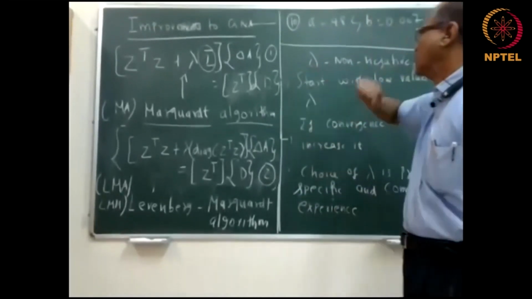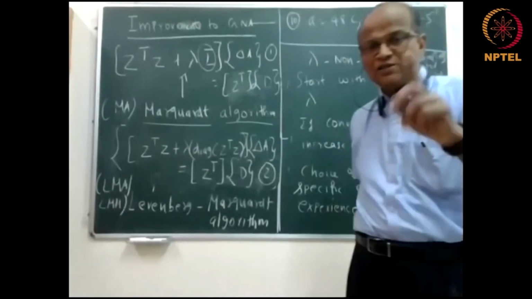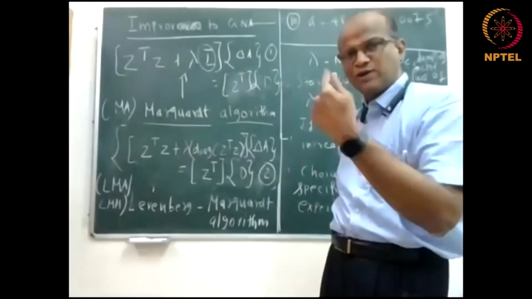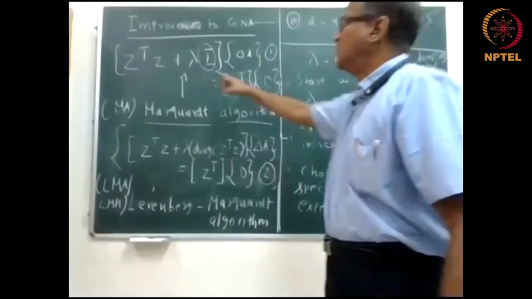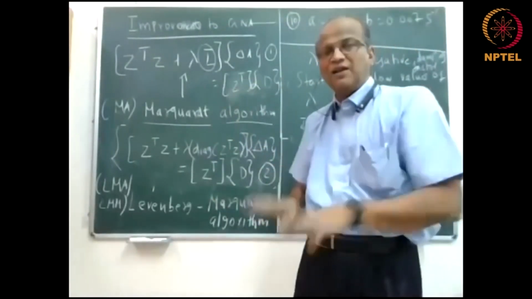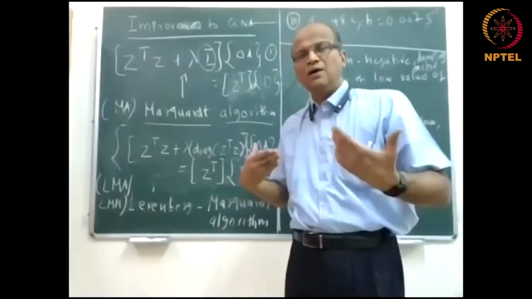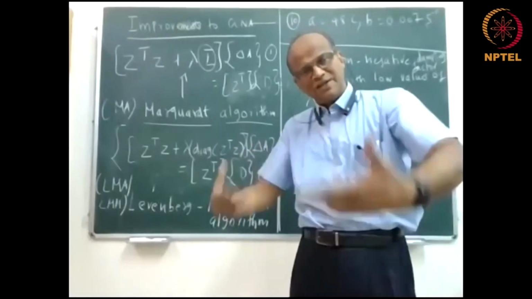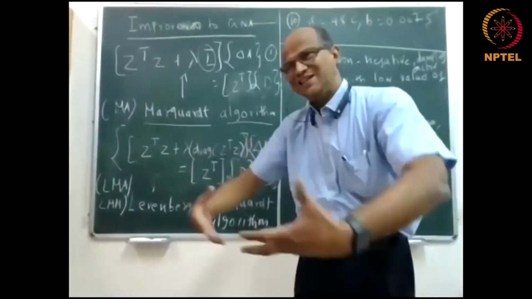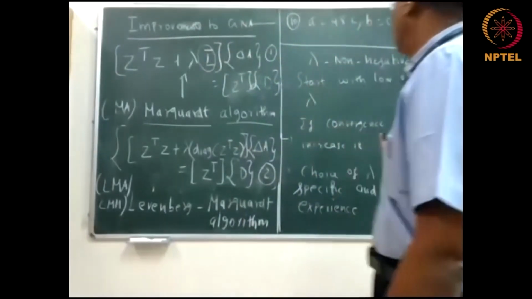Now, thank you all. The lambda is called a non-negative damping factor. It's one more animal which enters the problem. So you have to deal with that. Lambda is not something like A and B which has to be retrieved. Lambda is something specified by us. Us means the analyst or the optimizer or the regressor. So lambda has to be specified by us.